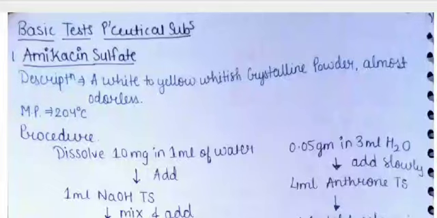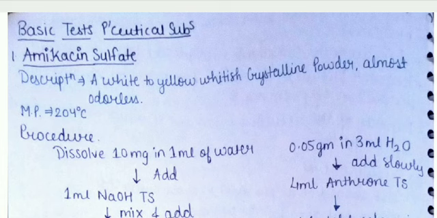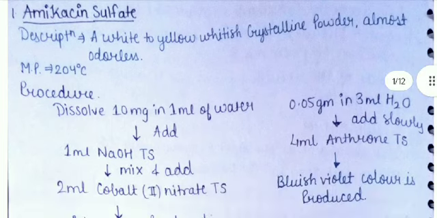Hello everyone. So today we will study unit 1 of QCHS. In this, the basic tests for pharmaceutical substances. The first one is amikacin sulfate. Description: it is a white to yellowish-white crystalline powder which is almost odorless. The melting point is 204 degrees Celsius.